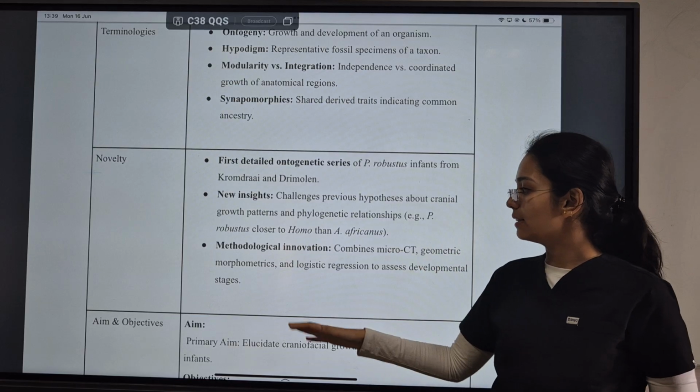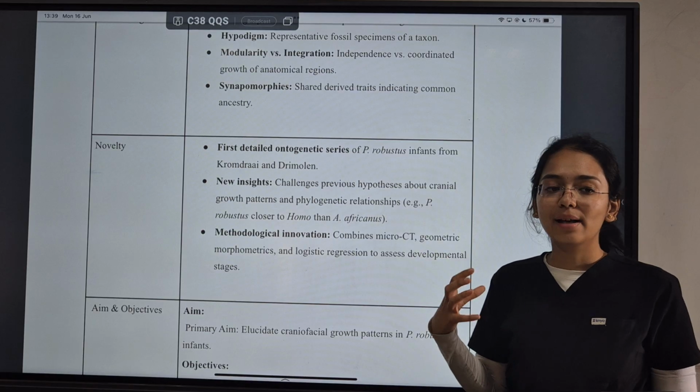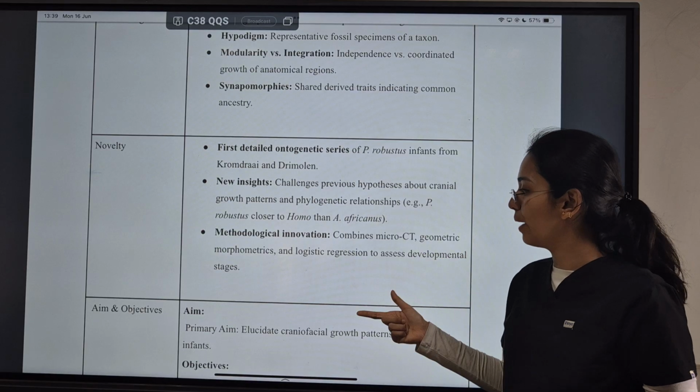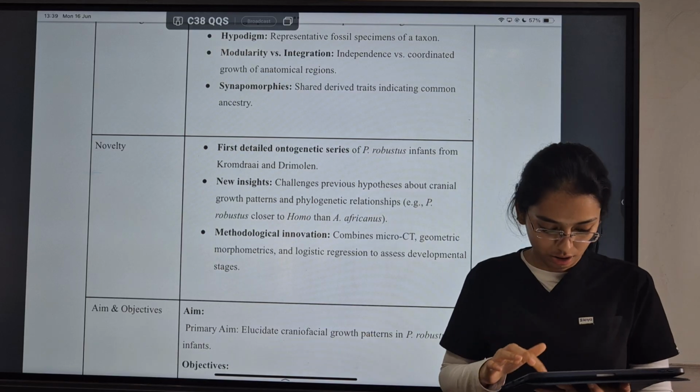So there is also a methodological innovation seen in this journal, which combines micro-CT, geometric morphometrics and logistic regression to assess the developmental changes of the specimens.